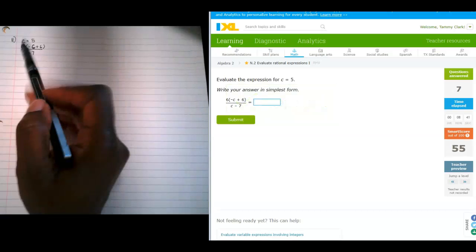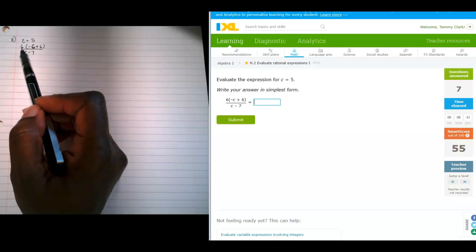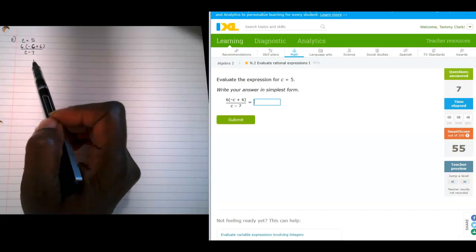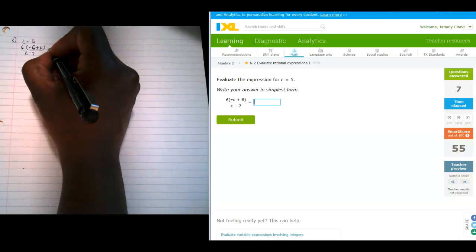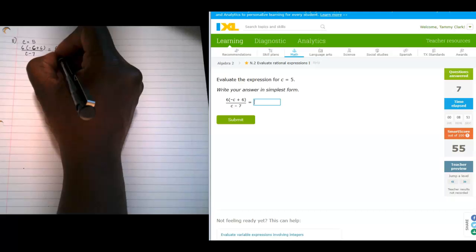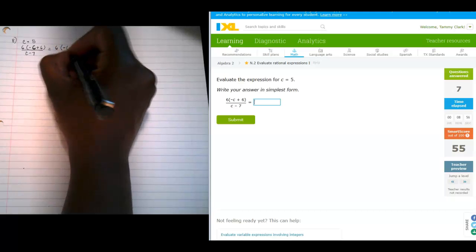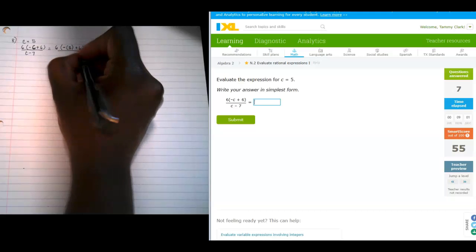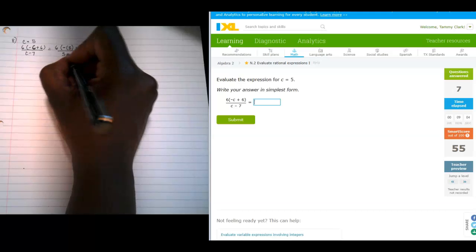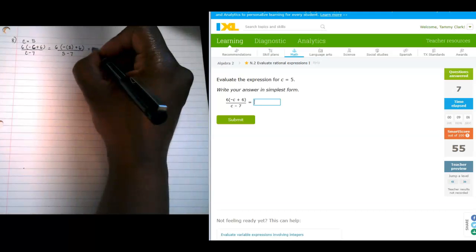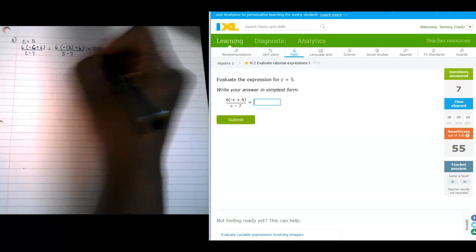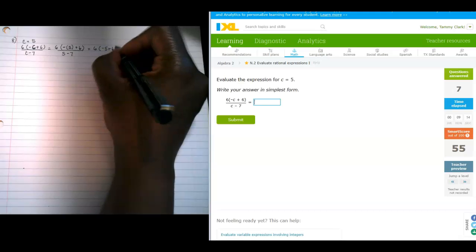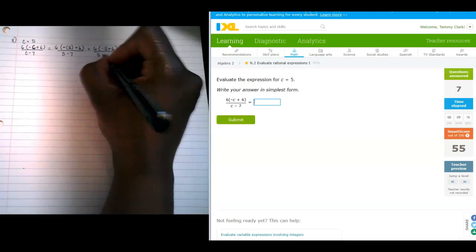All right, on this one, we've got c is equal to 5, and our expression is 6 multiplied by negative c plus 6, and then c minus 7. So we've got 6 negative 5 plus 6 over, or divided by, 5 minus 7. Well, I'm just going to simplify this. I've got 6, and then this becomes negative 1 times positive 5, negative 5 plus 6 over 5 minus 7.